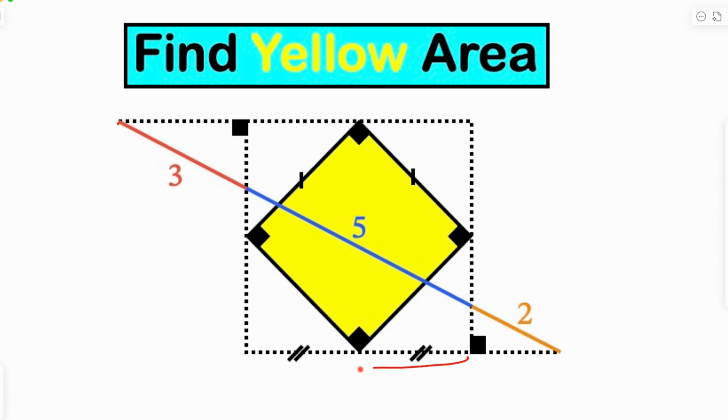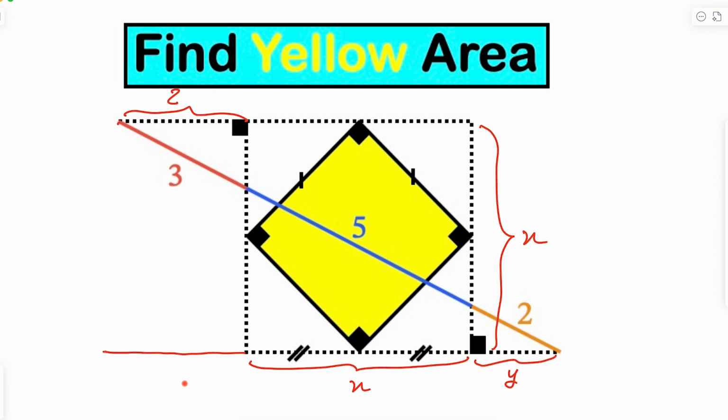So we can consider the whole length of this square as x. This side will be also x. We can denote this side as y and this side as z. We can extend this line a bit further and draw a line parallel to this line, which will give us a right angle here. This segment should be also z and this line segment should be also x, and we have a right angle.